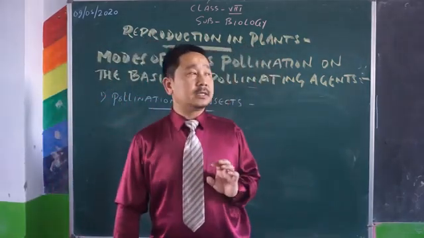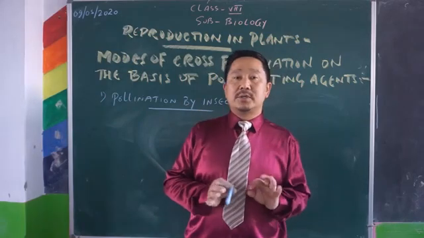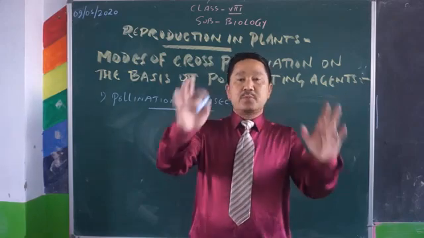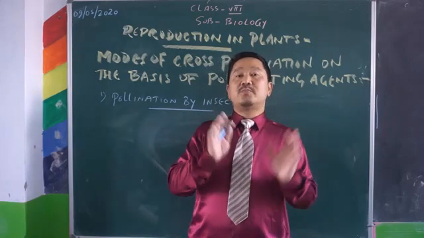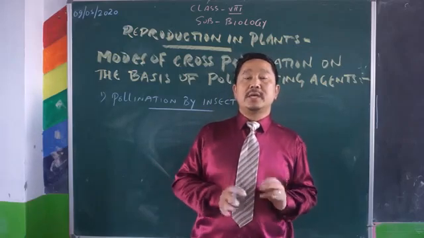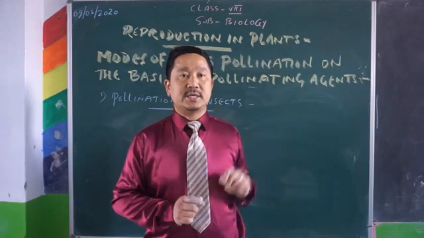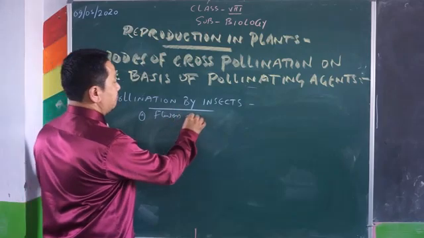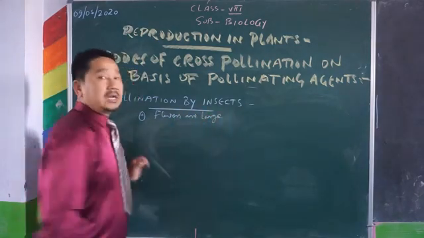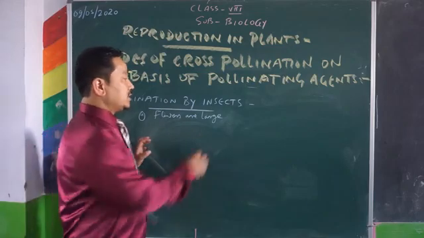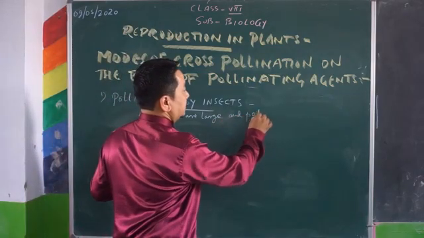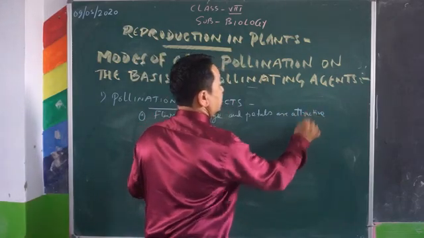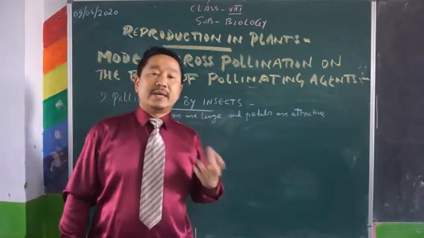So those flowers which are pollinated by insects have certain properties. Okay? So what are the properties of those flowers where the cross-pollination is done by insects? Let us say number one, flowers are large and petals are attractive. Okay, flowers are large and petals are attractive.